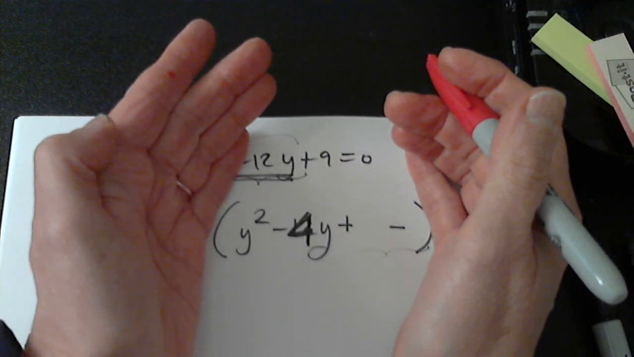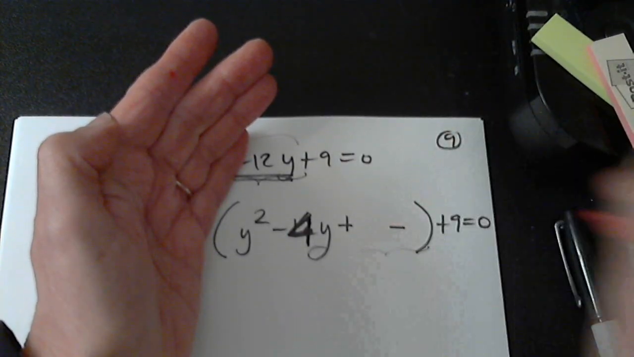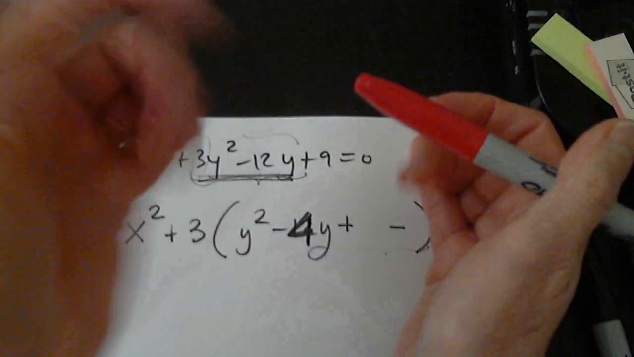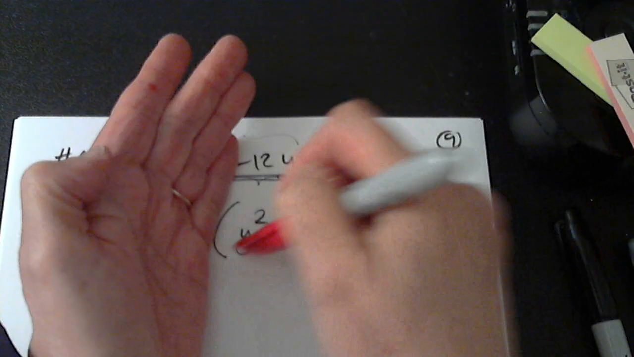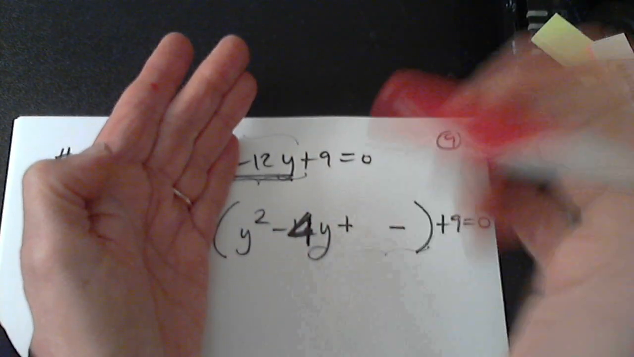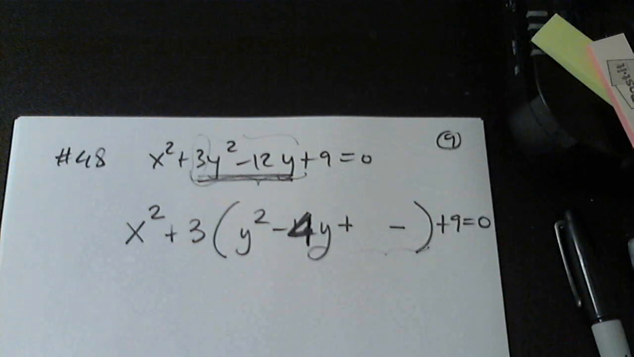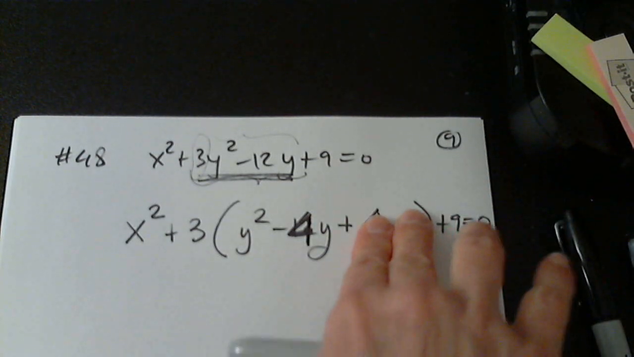Now, what do we add and subtract? And it has to be inside parentheses, not outside. That's not going to work this time because of this. What do we add and subtract to complete the square? y squared minus 4y. Would it be +4 -4? Excellent. And this is 0.